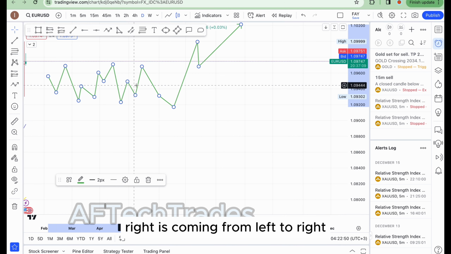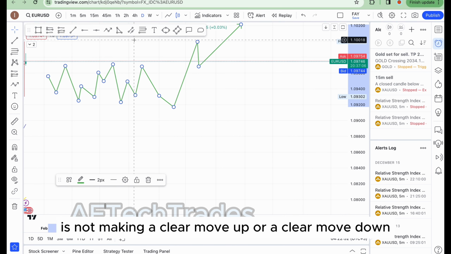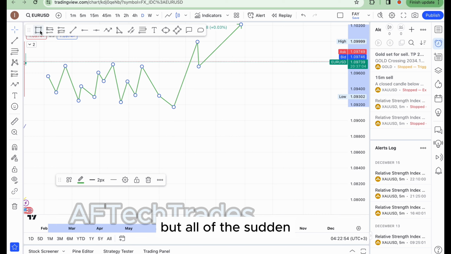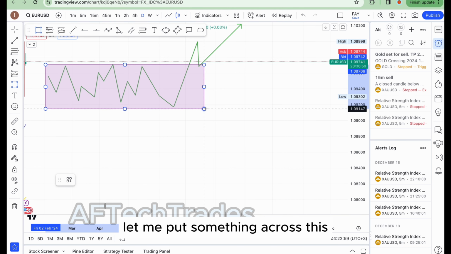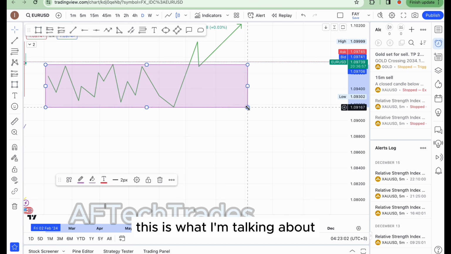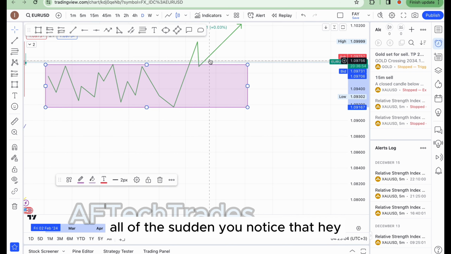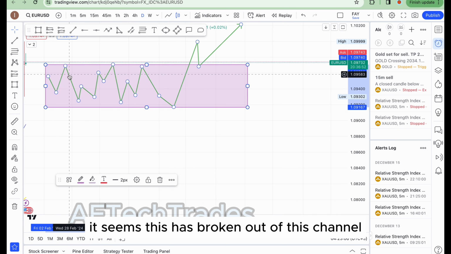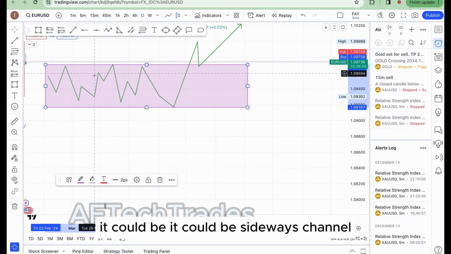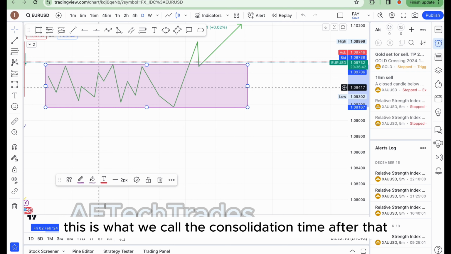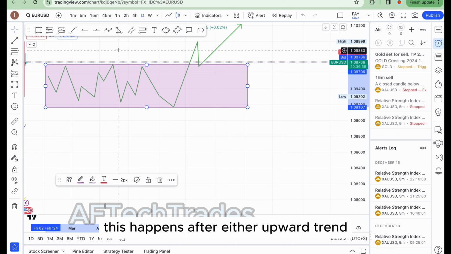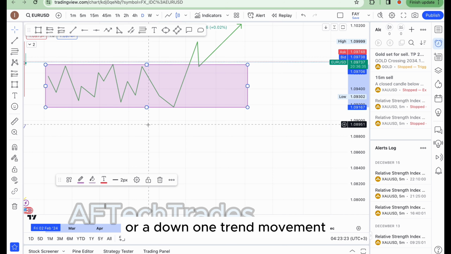It's coming from left to right. It's not making a clear move up or a clear move down. But all of a sudden, let me put something across this. You notice that it seems to have broken out of this channel. It could be a sideways channel, it could be flag patterns, whatever it is, this is what we call the consolidation time. This happens after either an upward trend or a downward trend movement.